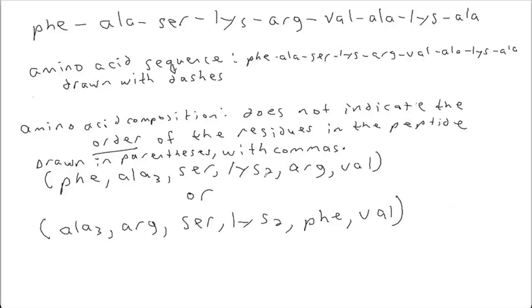Do you agree it wouldn't make any sense to use a subscript for the amino acid sequence? Because here we have to show each amino acid separately so we can get the right order. But for composition, you'll oftentimes see these types of subscripts.